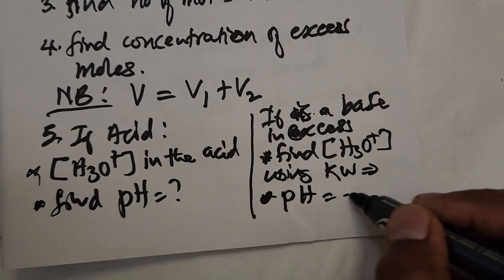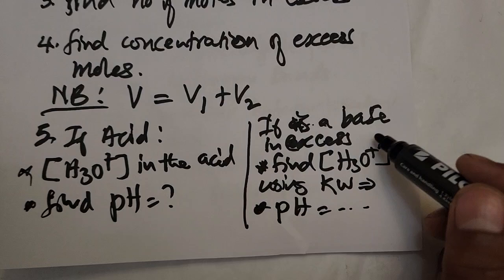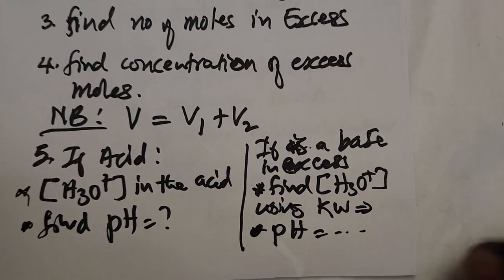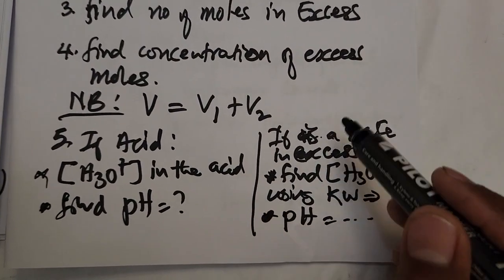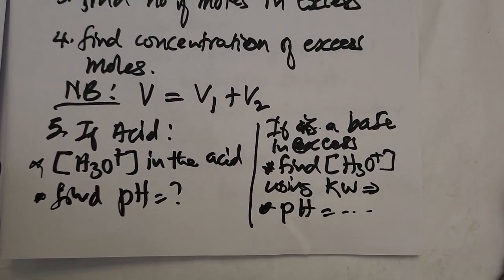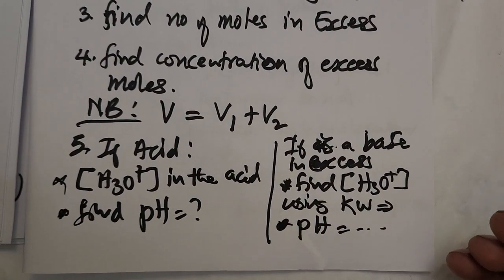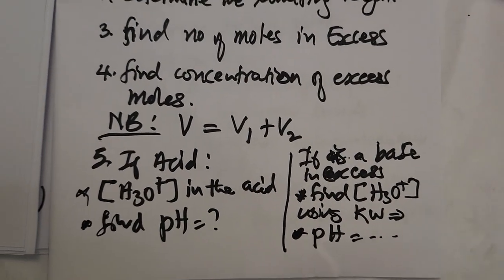Fine, so that's the case. But if it's other bases, remember, somehow you'll find that if it's not sodium hydroxide, lithium hydroxide, potassium hydroxide, or calcium hydroxide, you need to find first the concentration of OH minus before you can deal with the KW. I think that's how you determine the final pH.